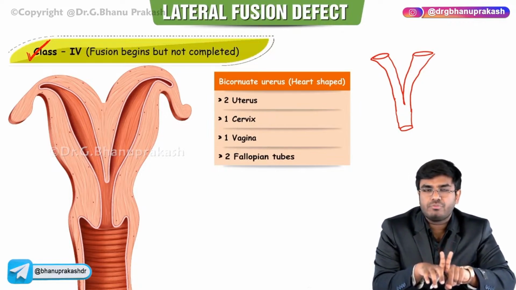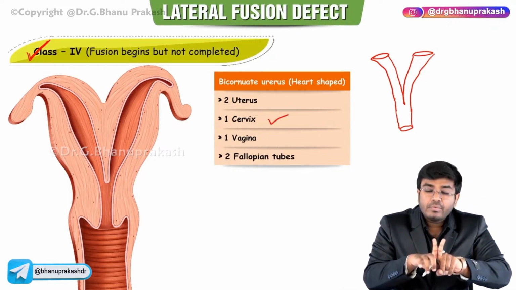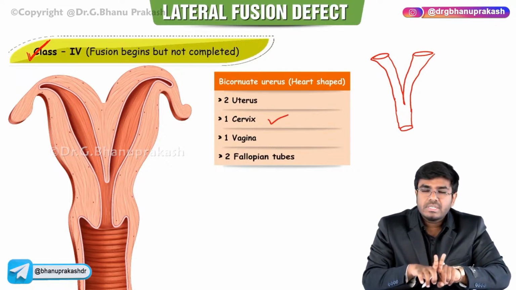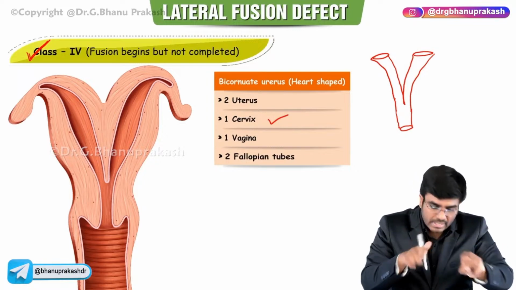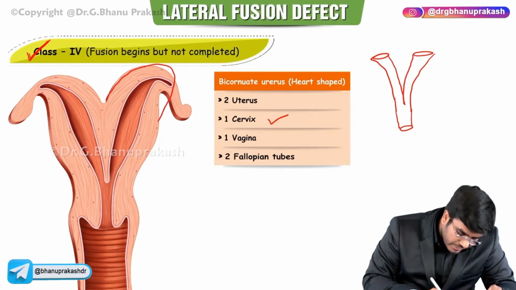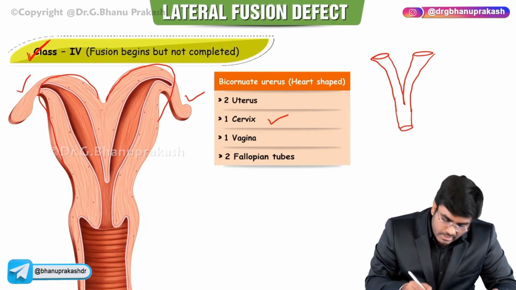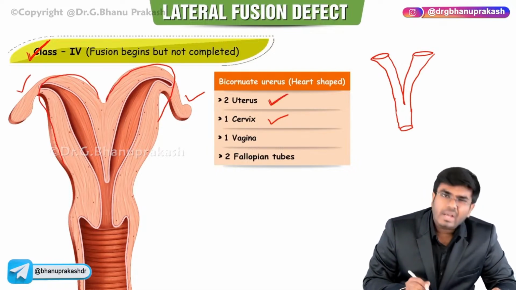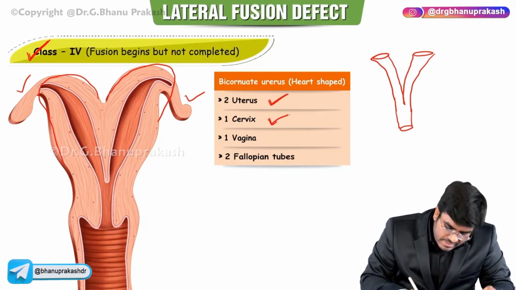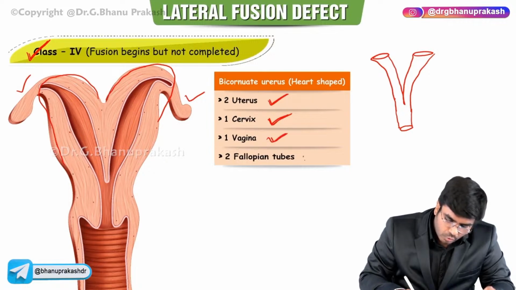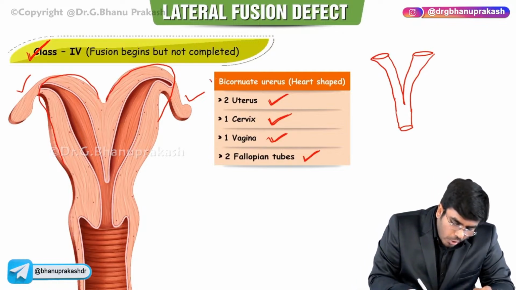Because of this incomplete fusion, we are having one cervix. Why? Because the caudal part is fused. As the caudal part is fused, there is one vagina and one cervix. As the upper parts are not fused, there are two uterine cavities with the two fallopian tubes. So there are two uterine cavities, or I should say two uterus, but because of the caudal fusion, there is only one cervix, one vagina, and there are two fallopian tubes. So this is known as bicornuate uterus.